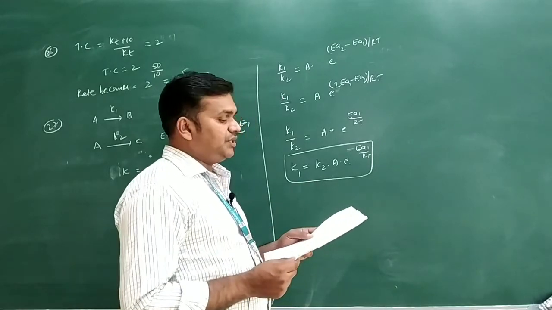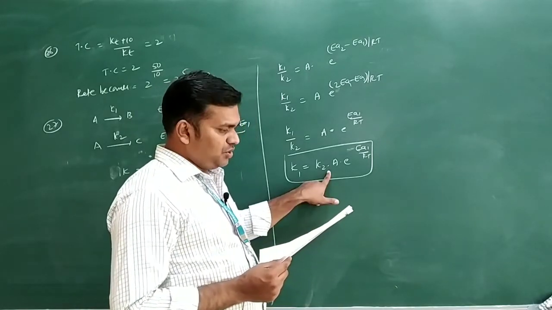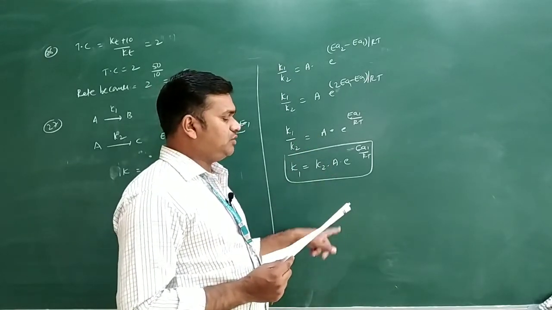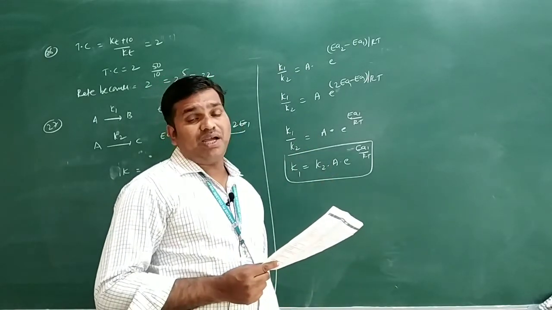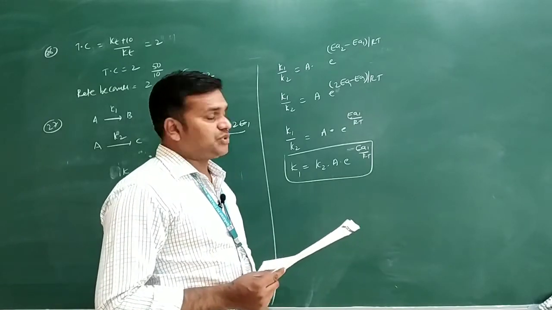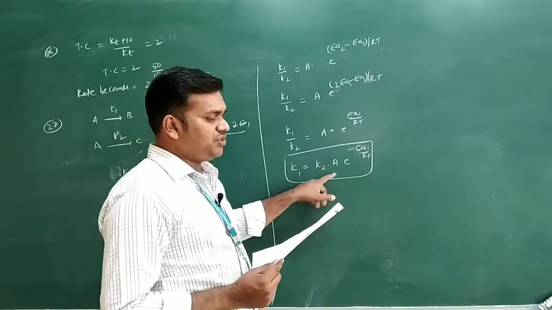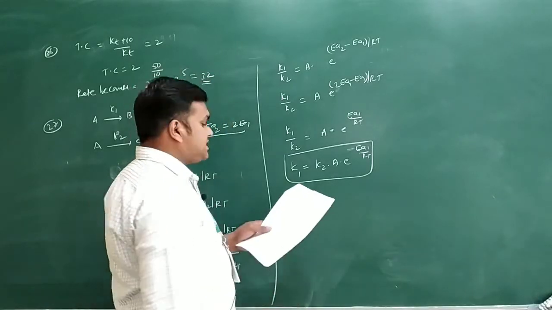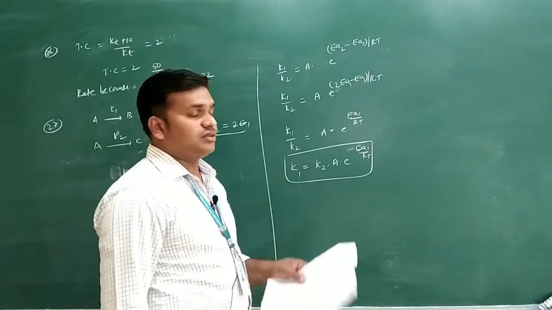We see the third option, K1 is equal to A into, where you can change A1 into A2, K2 into e power A1 by RT. So you will change the option like this. They gave K1 here, you change that to K2. So this is question number 27. What option will you take? You will take the third option.